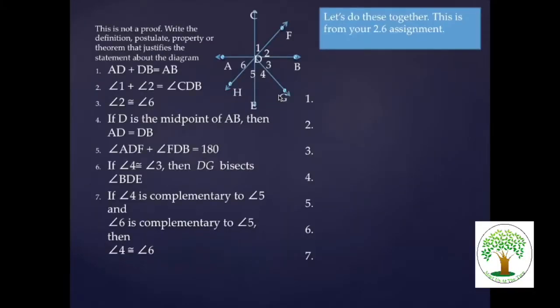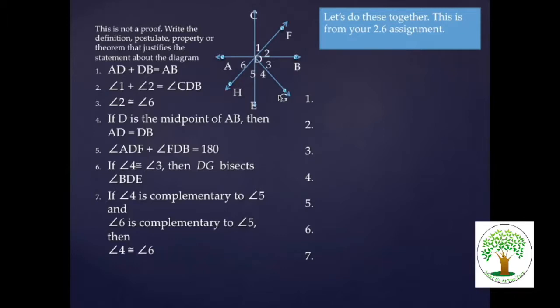All right, this is on the first page of 2.6. We just did a whole bunch of new theorems, and you need to get them in your mind on how to use them. So this is not a proof. It even says that at the top. Write the definition, postulate, property, or theorem that justifies the statement about this diagram. Okay, your diagram is right there. 1A. We're going to do this together.